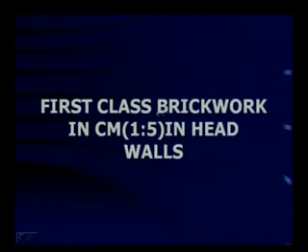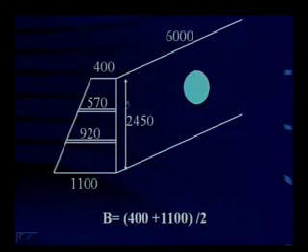Now to the next item. The next item is construction of first class brickwork in cement mortar 1:5 in head walls. Right? How do you calculate it? A simple trapezium. Right? Let me show you the figure. This is the trapezium. Right? Top width is 400, base width is 1100, right?